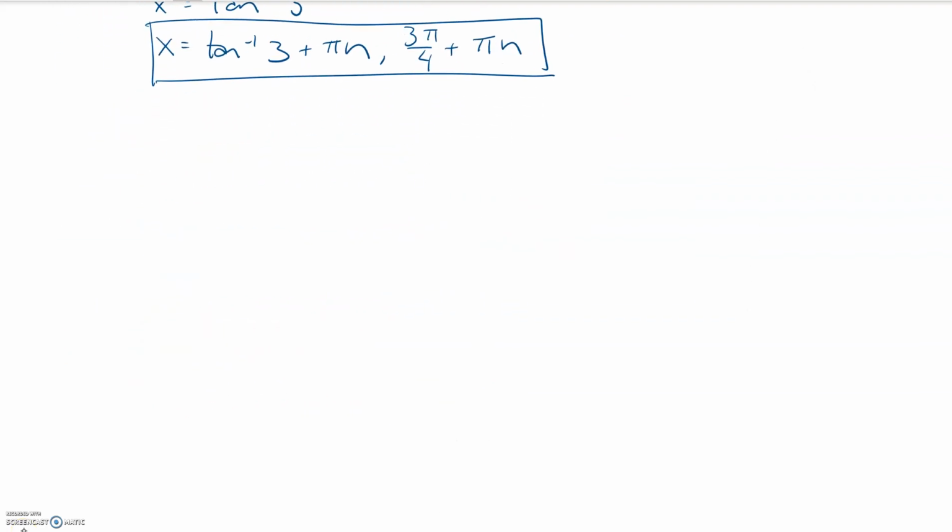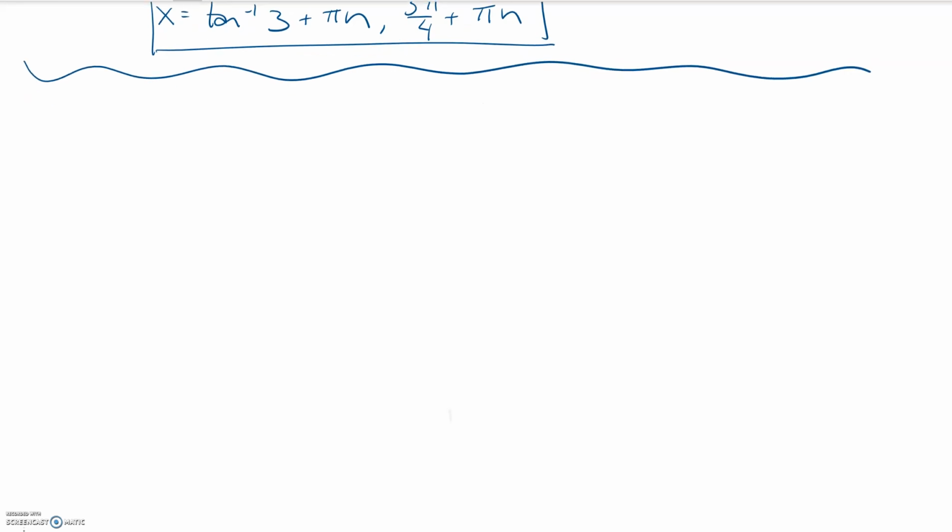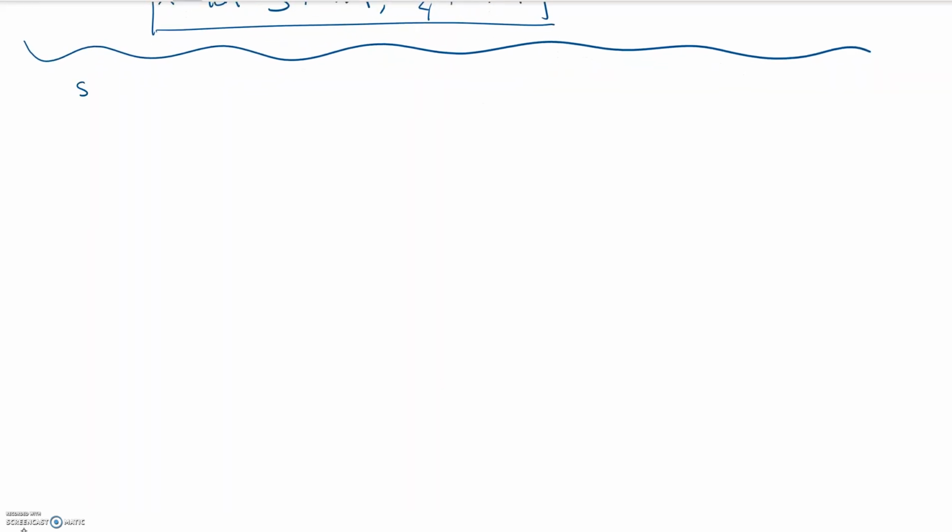So let's try a different problem that also involves secant, but it'll play out a little bit differently at the end. Let's go with secant squared x plus 2 secant x minus 8 equals 0. Go ahead and pause the video, see how far you can get with this, see what you can come up with, and then come on back. So I'm going to go ahead and factor. I get secant x plus 4 times secant x minus 2 equals 0. Take a split second to factor or multiply it through to make sure it's right. And I'm good.